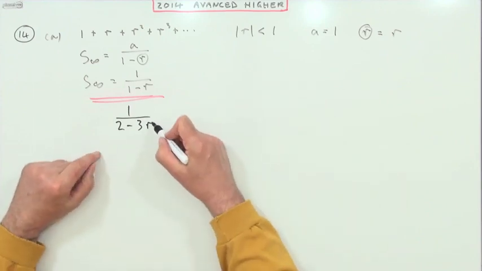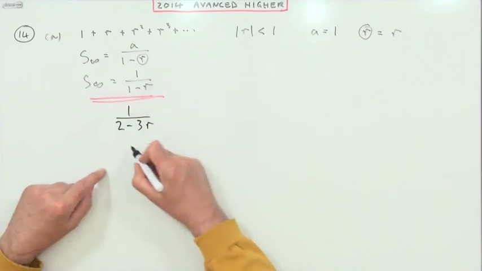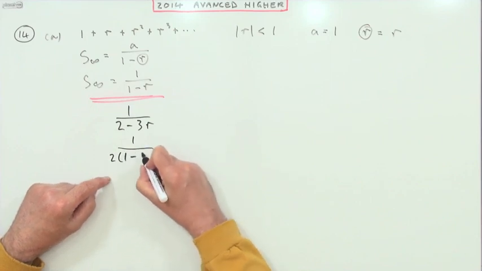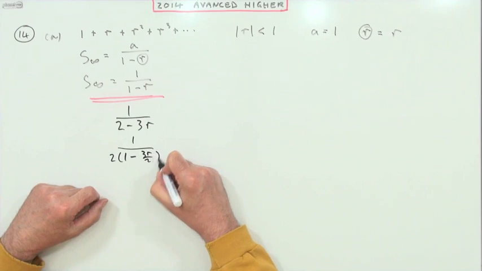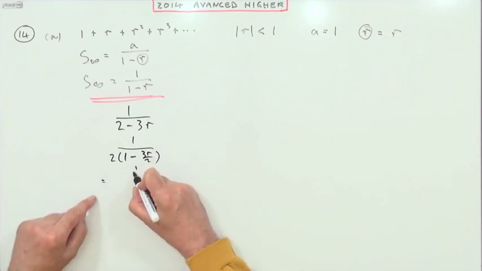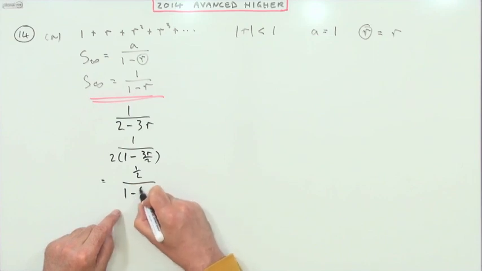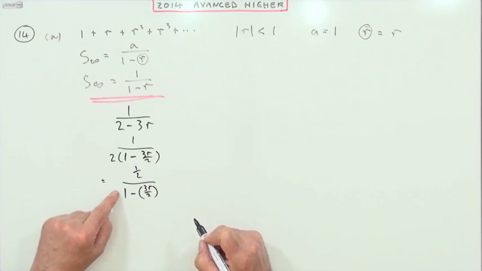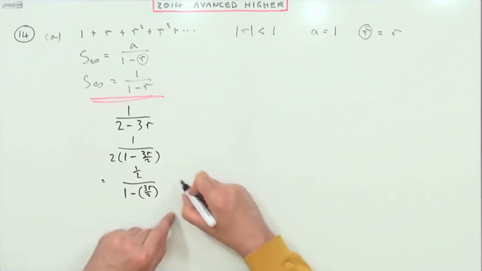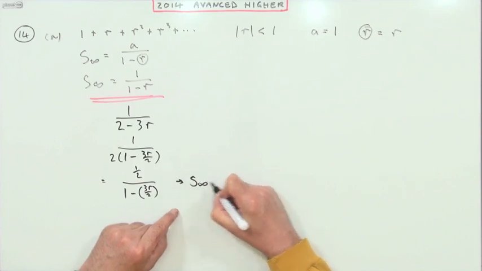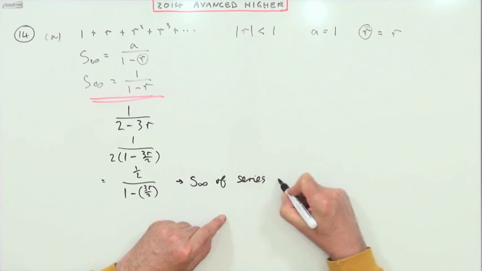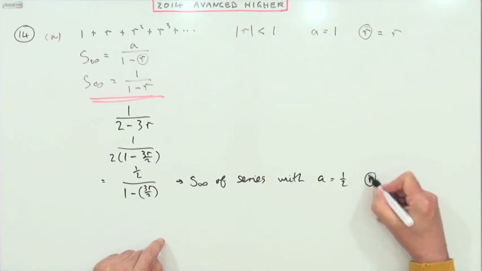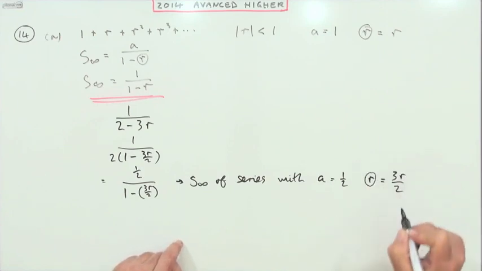So, for this part, how can I make this look like this? Well, if you take a factor of 2 out of the denominator, you'll be left with 1 minus 3r upon 2. Rewriting that as a half on top over 1 minus, and just emphasising this part, 3r upon 2. That would be the sum to infinity of a geometric series with a equals a half and r, I'll just put it that way, equals 3r upon 2.